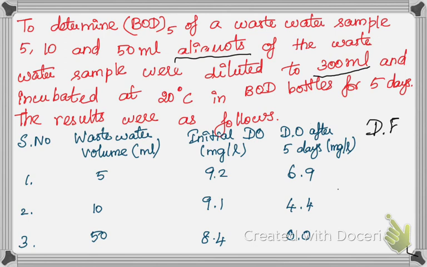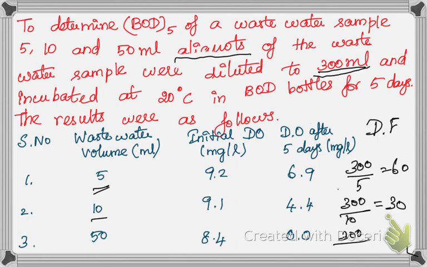How to determine the dilution factor? It is very simple: final volume divided by initial volume. Here the final volume is 300 ml and the initial volume is 5, so 300 by 5 is equal to 60. Next, 300 by 10 is equal to 30. Next, 300 by 50 is equal to 6. So we have determined our dilution factor.